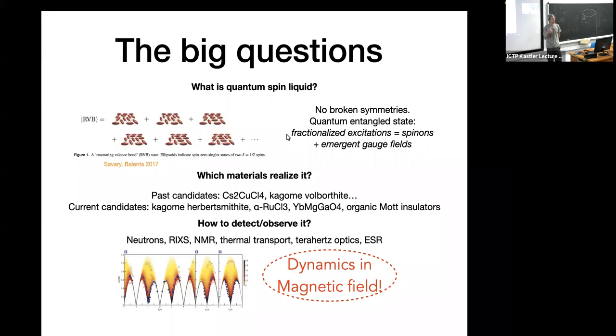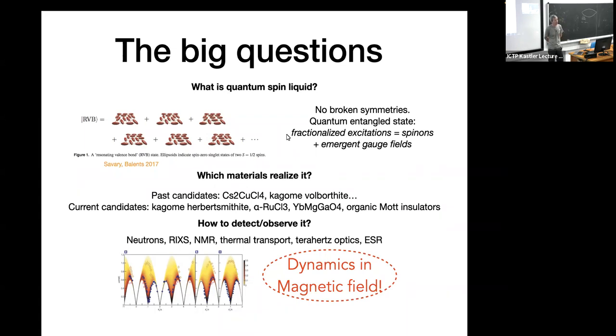And the interactions between them are mediated by gauge fields, which are emergent in the theoretical description of these things. And this is a very exciting and highly motivating proposal. Over the years, there were a number of experimental candidates, most of which have failed the stringent test of comparison with theory and turned out to be magnetically ordered materials. But we are still hopeful that there is no theorem that forbids quantum spin liquids in nature, and we will find one. And then the big question is, how do we know that we see a spin liquid when we find one?